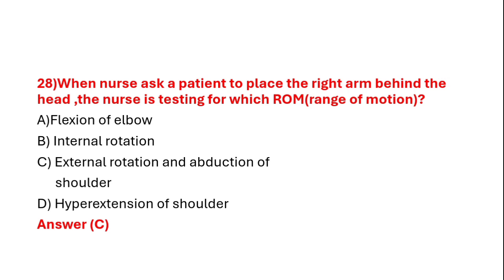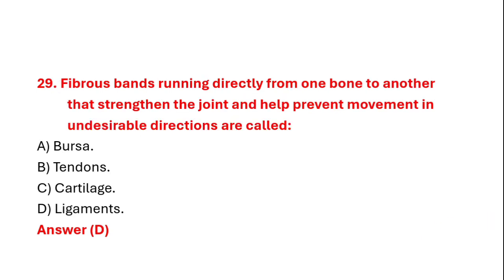Question number 28. When the nurse asks a patient to place the right arm behind the head, the nurse is testing for which range of motion? Option A, flexion of elbow. Option B, internal rotation. Option C, external rotation and abduction of shoulder. Option D, hyperextension of shoulder. Correct answer is option C, external rotation and abduction of shoulder.